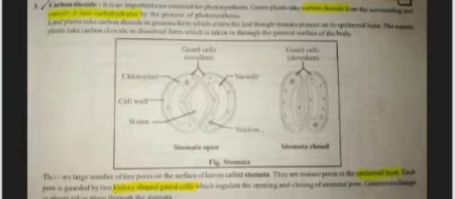There are a large number of tiny pores on the surface of leaves called stomata. They are minute pores in the epidermal layer. Each of these pores is guarded by two kidney-shaped guard cells which regulate the opening and closing of the stomatal pore. Gaseous exchange takes place in plants through stomata.